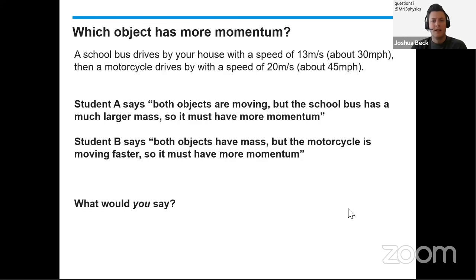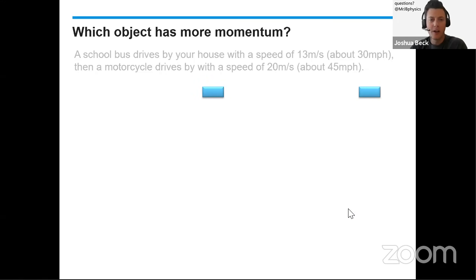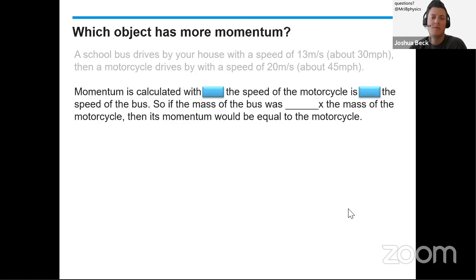Well, you might think, if I'm going to answer this question, I need to know more information. I need to know the mass of these things. Well, you're on the right track here. Momentum is going to be calculated with a very simple equation. It's calculated with m times v.